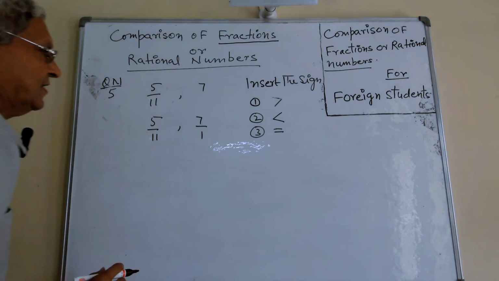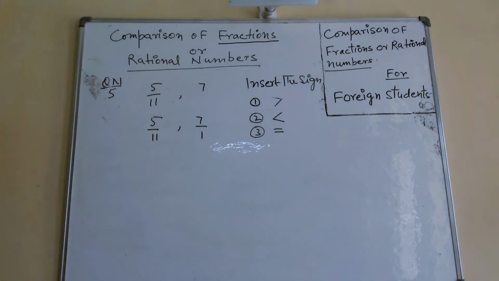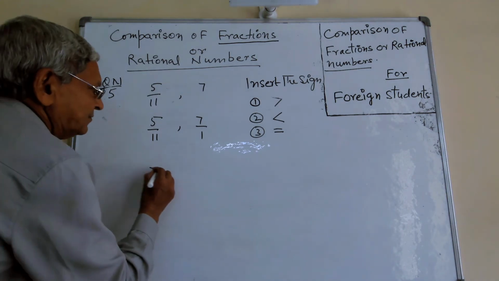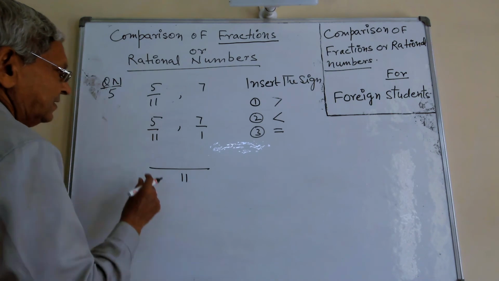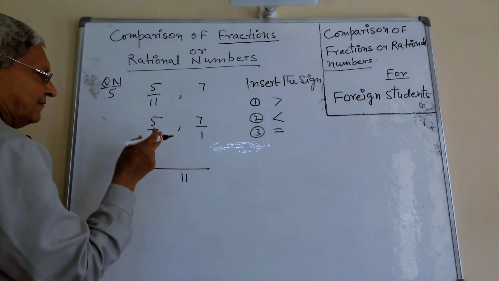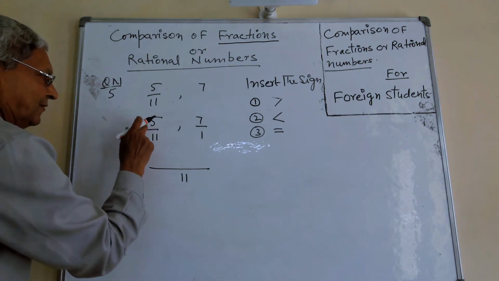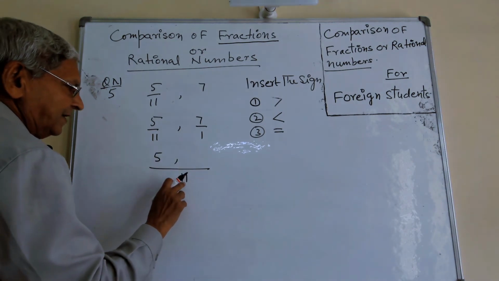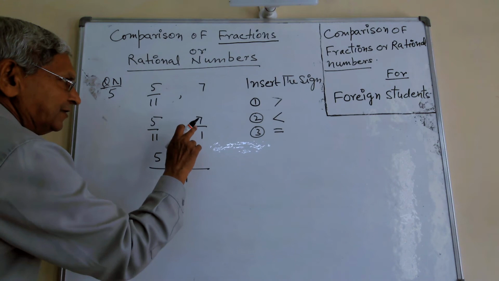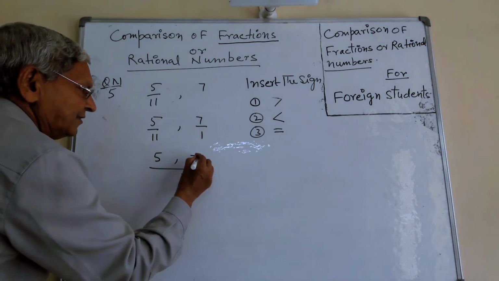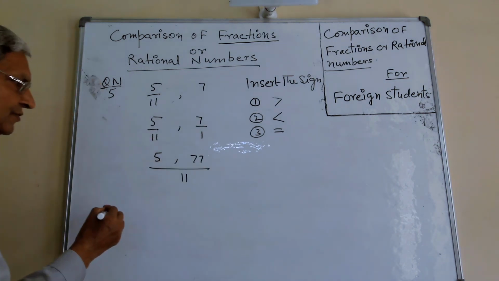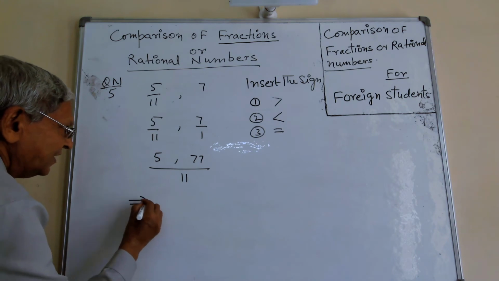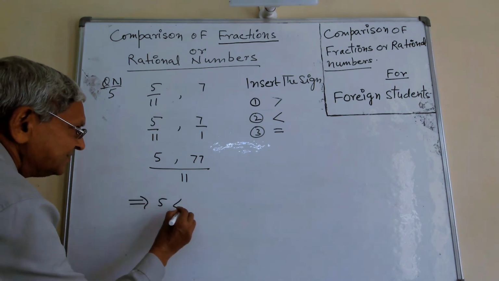Now, these are two fractions. Now, we have to compare these fractions. Take the LCM 11. Divide 11 by 11, 1. Multiply 1 by 5, 5. Now divide 11 by 1, 11. 11 into 7, 77. So this implies, my dear students, 5 is less than 77.